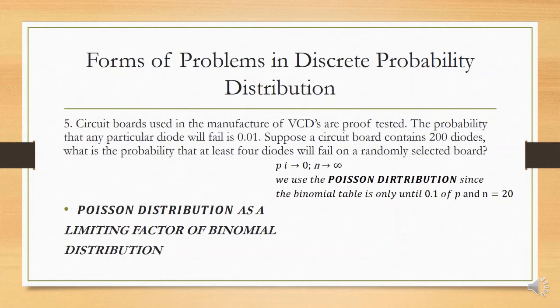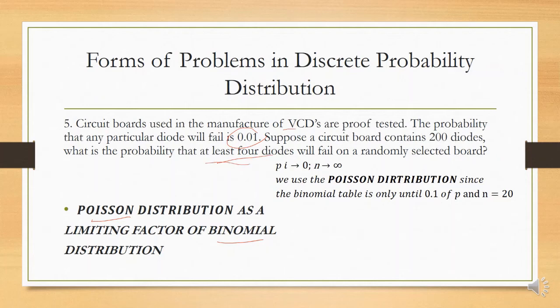Now, let's have the next one, which is the combination of Poisson and the binomial distribution. Okay? Let us read the problem. Circuit boards used in the manufacture of VCDs are proof tested. The probability that any particular diode will fail is 0.01. So, our probability is 0.01. Suppose a circuit board contains 200 diodes. What is the probability that at least 4 diodes will fail on a randomly selected board?